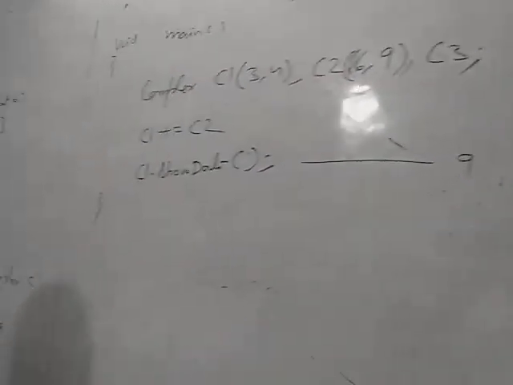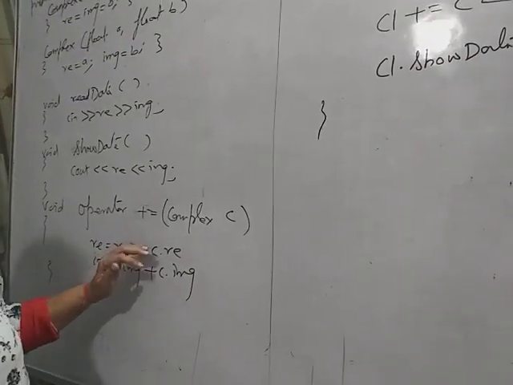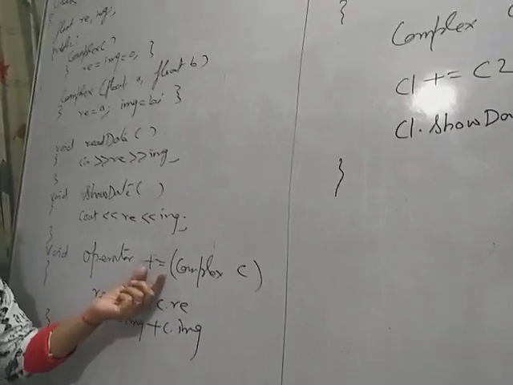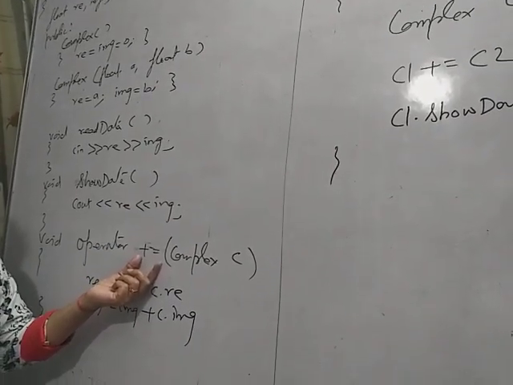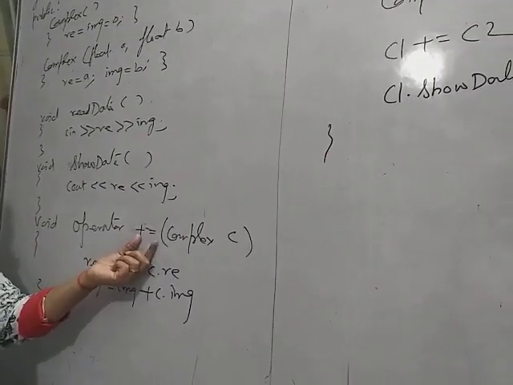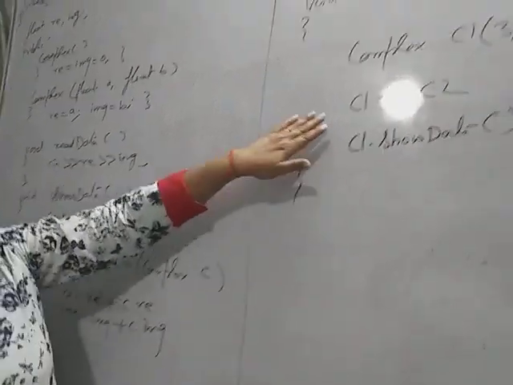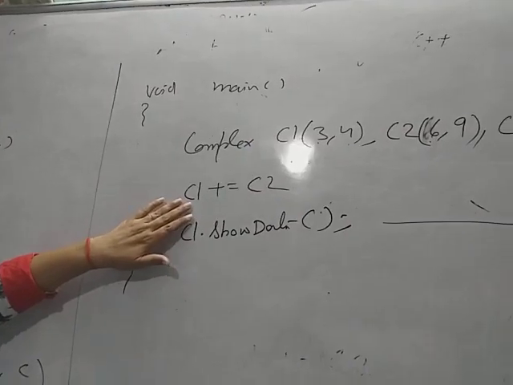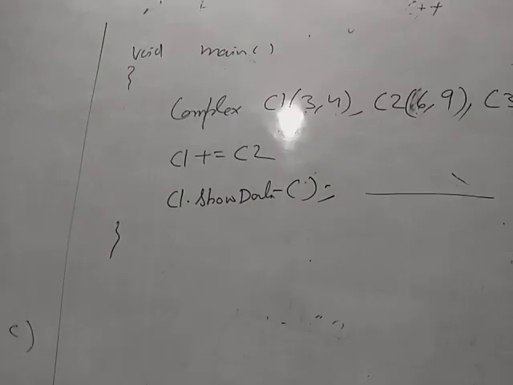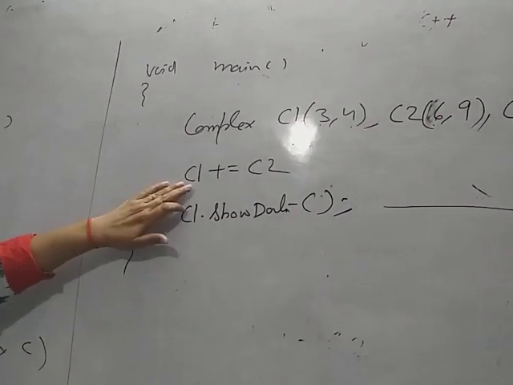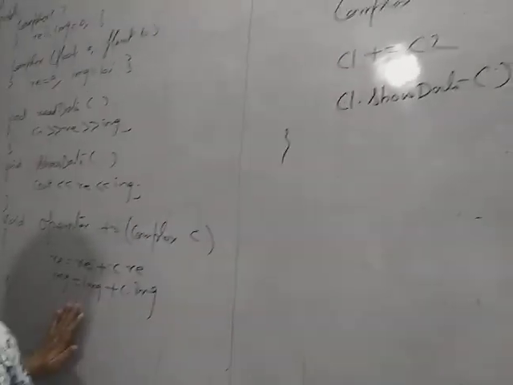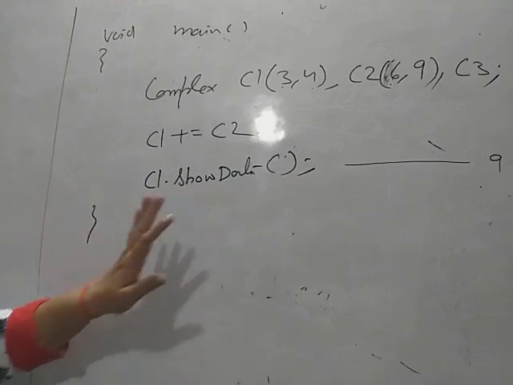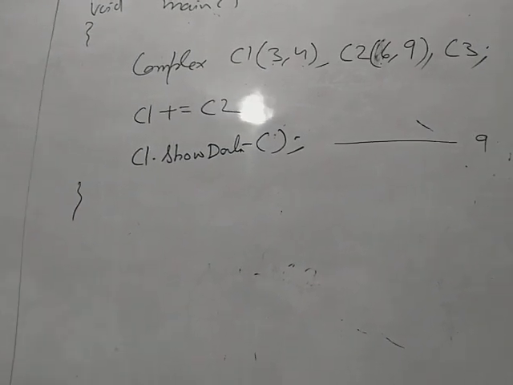In this way, similar to overloading the plus operator, you can overload the arithmetic assignment operators. Here, in the arithmetic assignment operator, we simply call it with the complex objects C1 and C2. C1 is passed implicitly, and we simply write C1 dot show data.